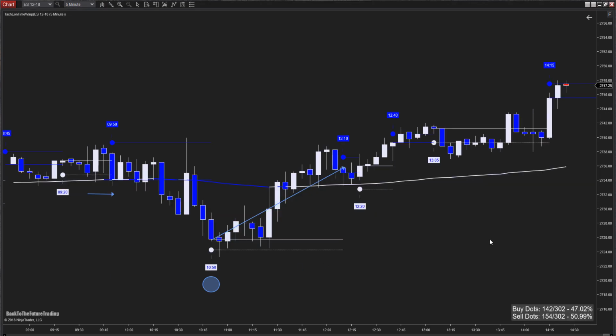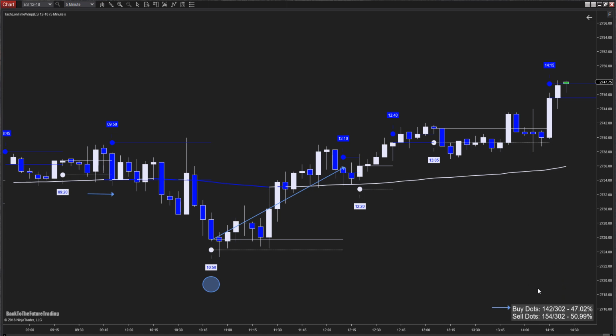The numbers that it's actually telling us are in the bottom right-hand corner of your screen. It tells us that we have buy dots and sell dots. And again, all this information would be the same if you have all the patterns turned on. With all the patterns on, you would just have more fields of information.